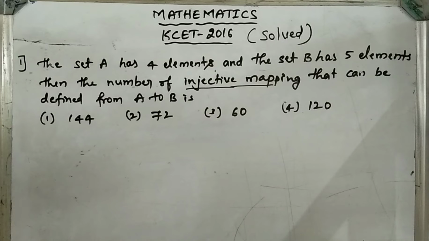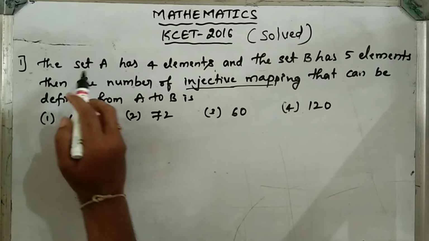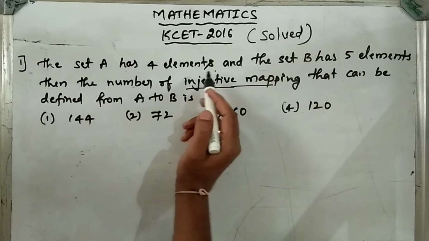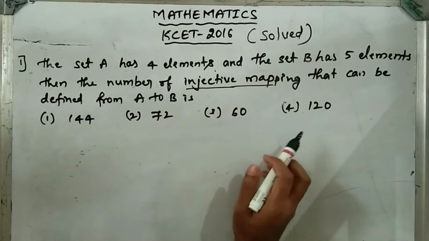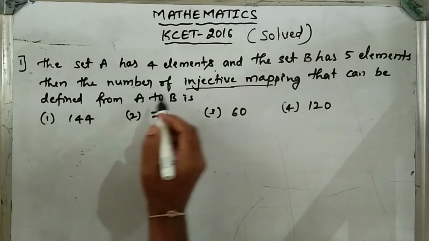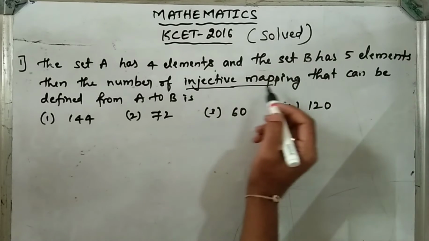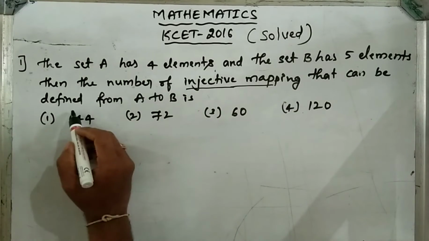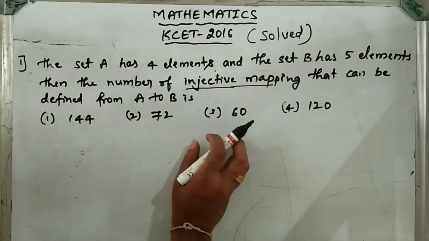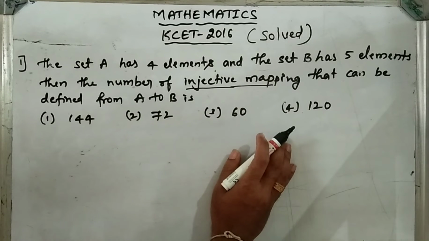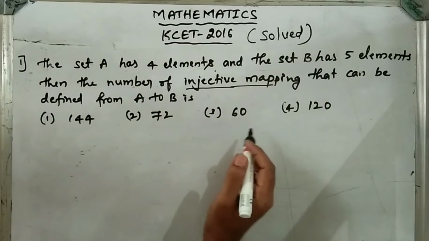Today we will discuss the Karnataka CET 2016 question paper. Okay. Now let me move on to the first question. The set A has 4 elements and the set B has 5 elements. Then the number of injective functions, otherwise injective mappings, that can be defined from A to B, is the number of one-one functions we can define from set A to B.